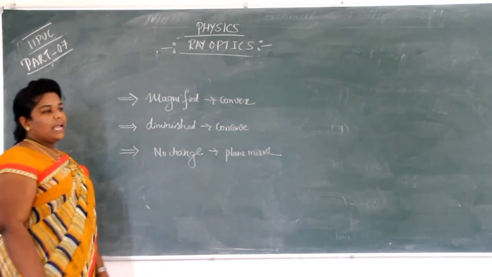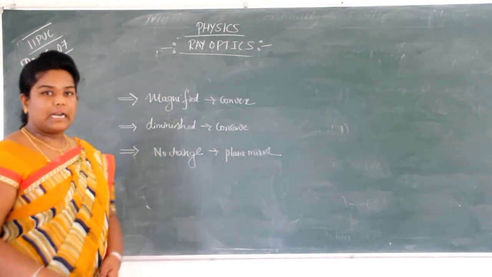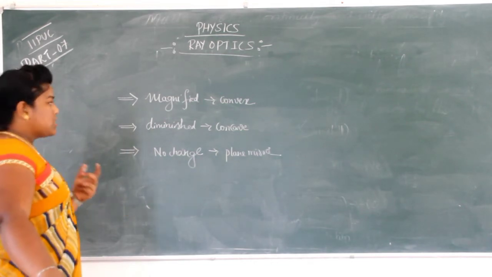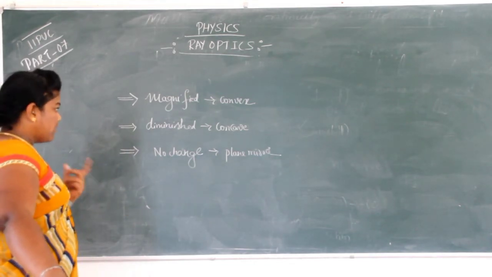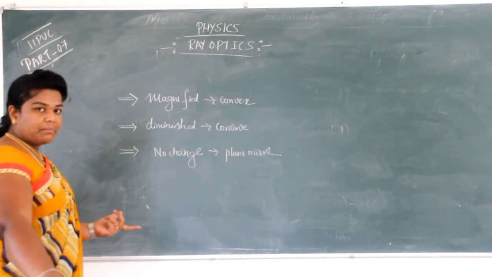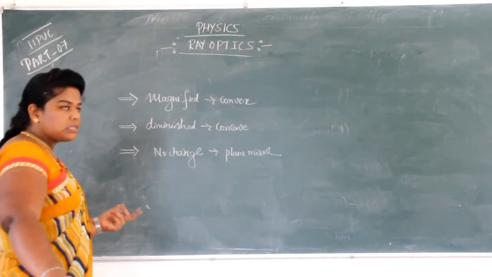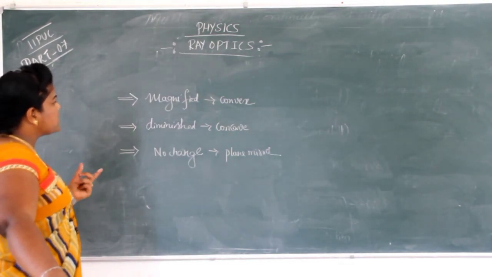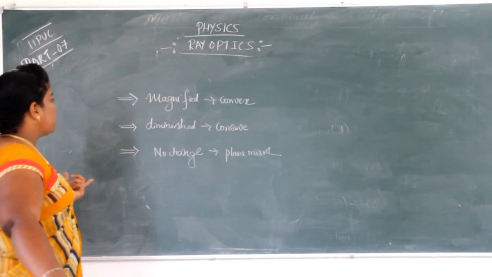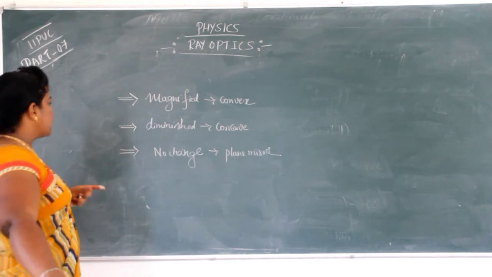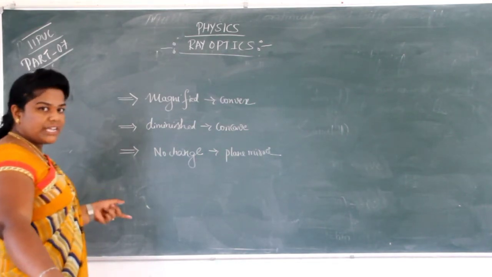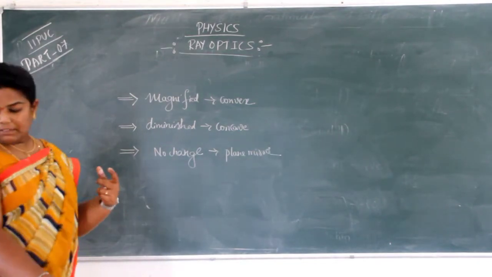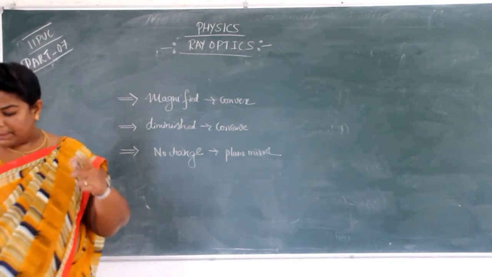Hope you got this. If you are given a piece of glass, you can conclude whether it is a convex lens, concave lens or plane mirror by performing an experiment. If the image formed is magnified, it is a convex lens. If the image formed is diminished, it is a concave lens. If there is no change in the size of the image, then the given piece of glass is going to act as a plane mirror.